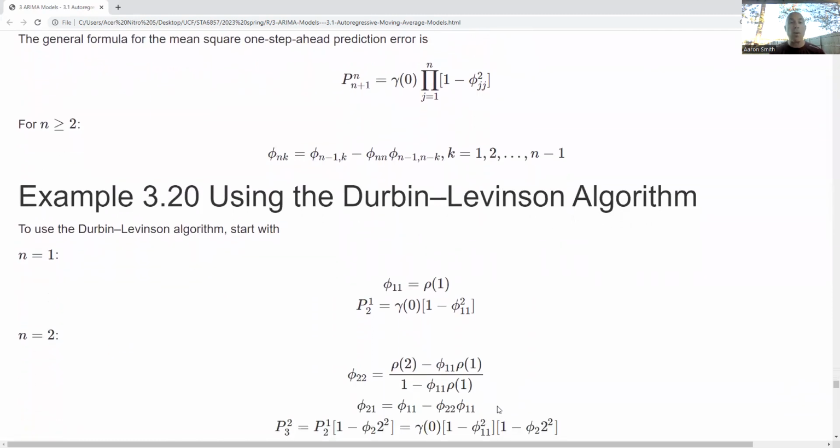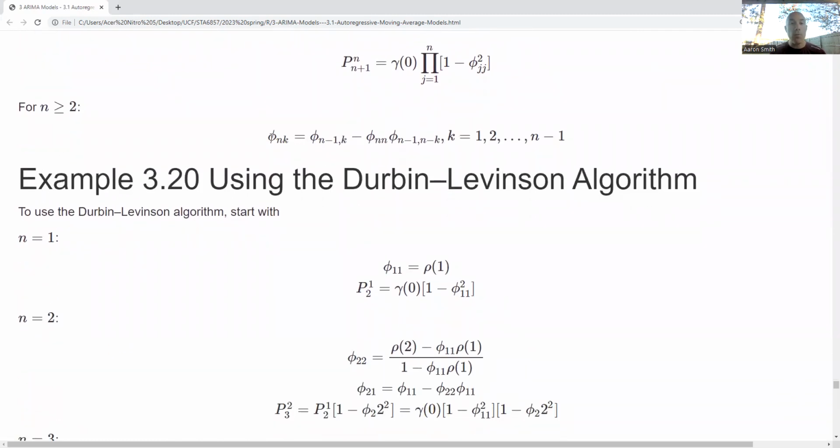Now, for n greater than or equal to 2, what we're going to do is I'm going to take phi sub nk. Notice that here, the n and the k, the subscripts, do not necessarily equal each other. Actually, they don't ever equal each other. That's going to be phi n minus 1 k minus that phi n that I mentioned a moment ago, phi n minus 1, n minus k, and we're going to let k go from 1 to n minus 1. Notice that it never actually gets to n.